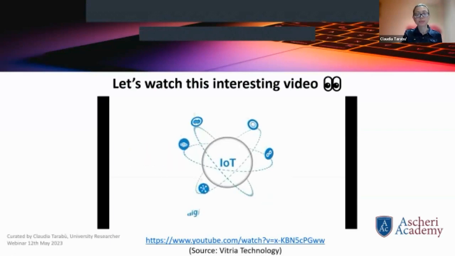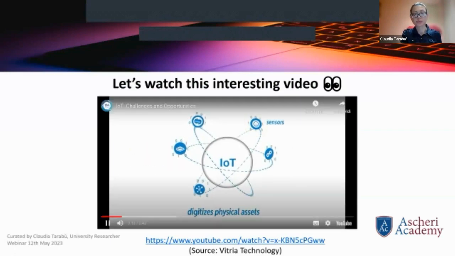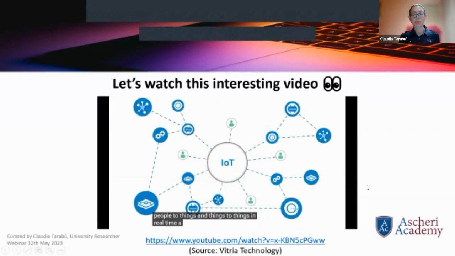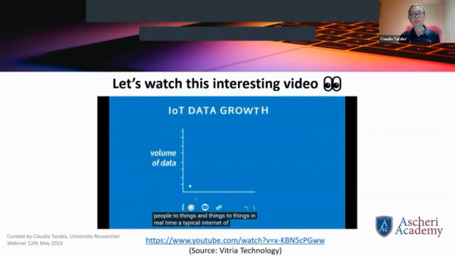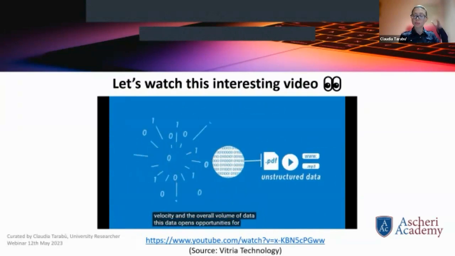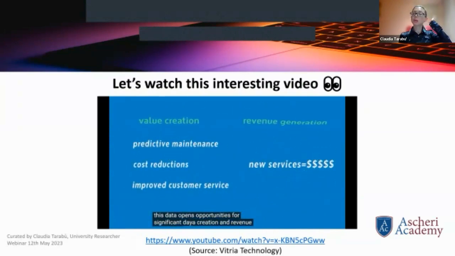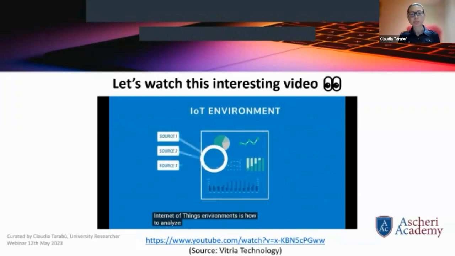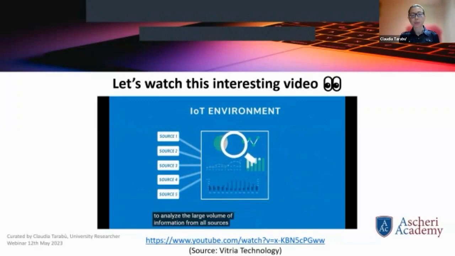The Internet of Things digitizes physical assets, sensors, devices, machines, gateways, and the network. It connects people to things and things to things in real time. A typical Internet of Things network can grow rapidly, resulting in an exponential increase in the variety, velocity, and the overall volume of data. This data opens opportunities for significant value creation and revenue generation. But the real challenge for Internet of Things environments is how to analyze the large volume of information from all sources and take action in real time.